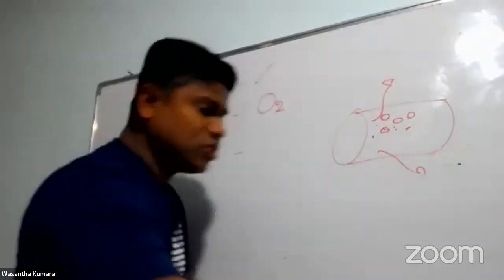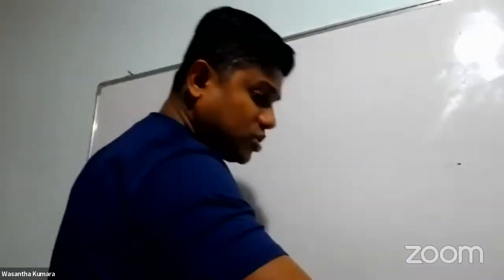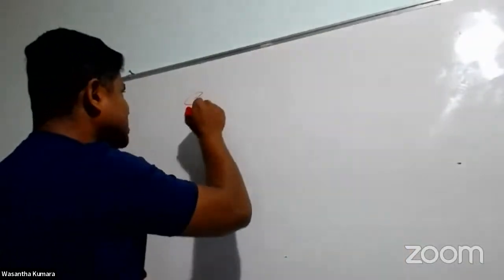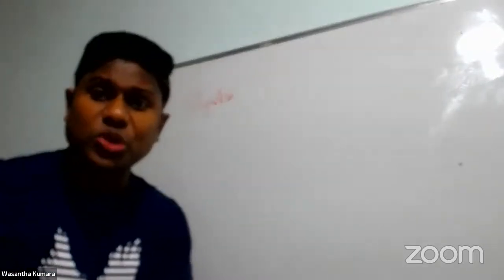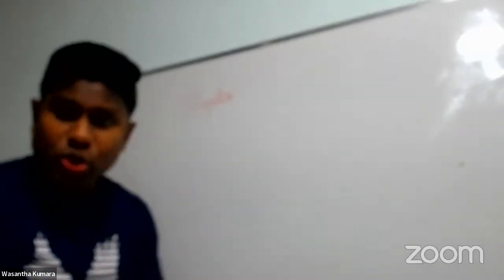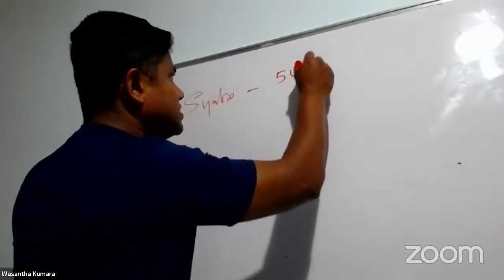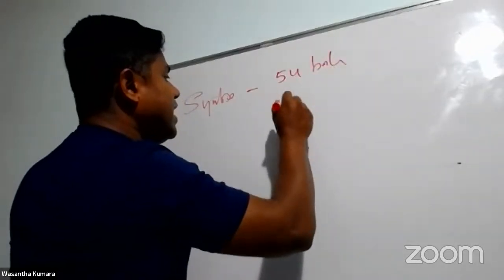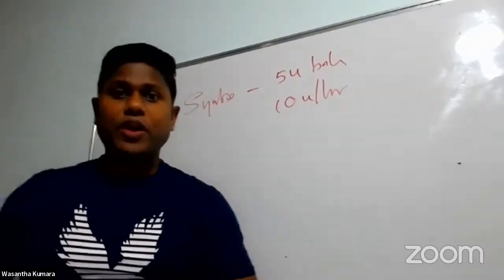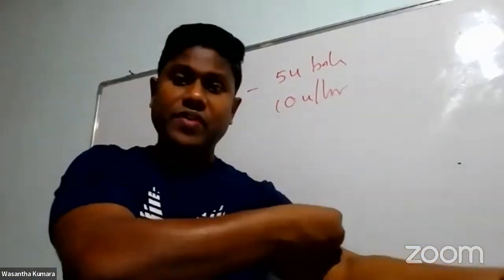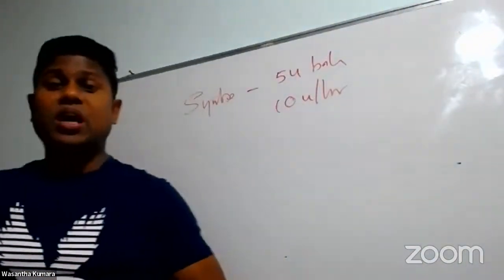Cytosinon, you can start the cytosinon, right? So you ask the nurses to start cytosinon. What is the dose? You have to know the doses when you come to the emergencies. Okay, cytosinon, what is the dose? 5 units bolus followed by 10 units per hour infusion. You take 5 units and give it IV, and start the infusion, 10 units per hour.